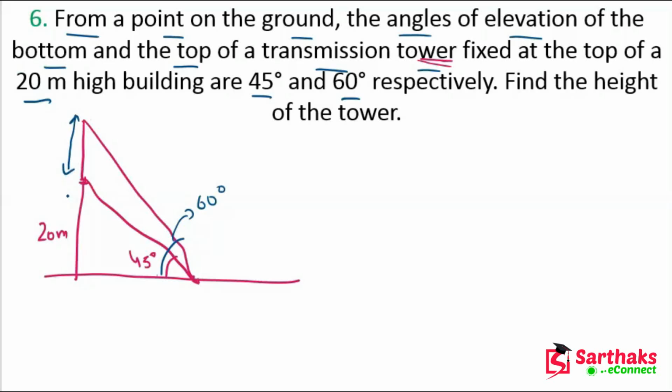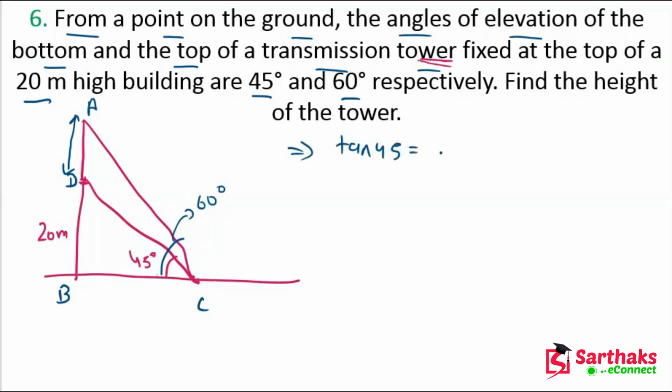We have to find the height of the tower. So let's suppose this is A, B, C, and this is point D. My dear friends, I hope you get this point. Now first of all we have to find BC. We can easily find BC.